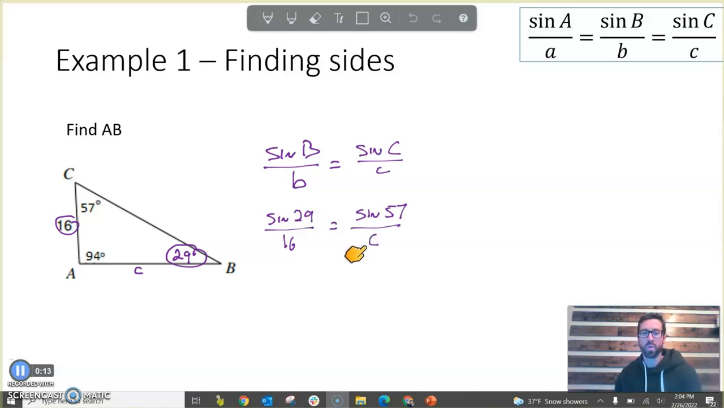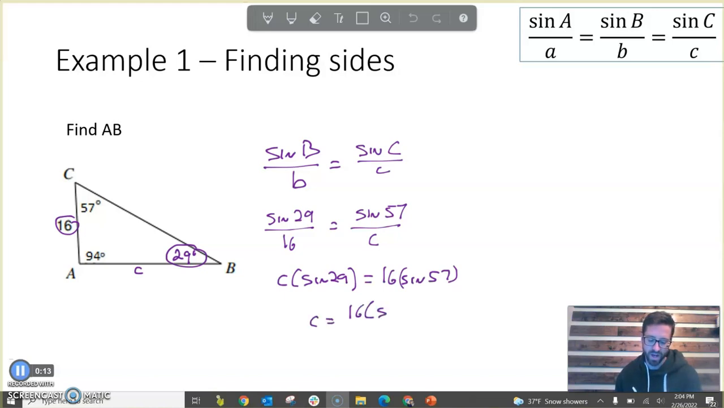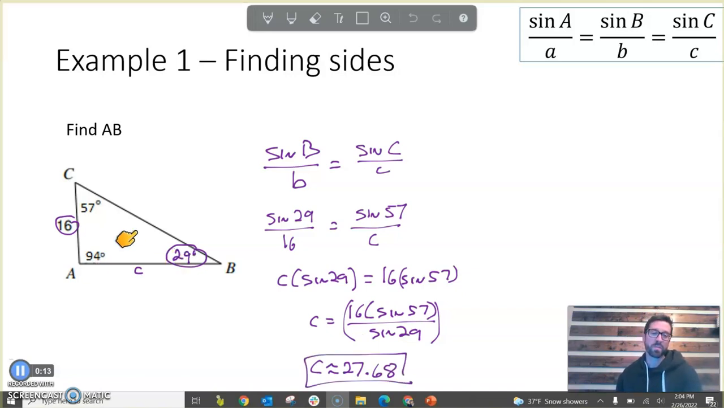Now from here, look, we've got an equation. There's only this one variable, and we can solve this however we want. I can cross multiply maybe. C times the sine of 29 equals 16 times the sine of 57. And then lastly, I'm going to divide by the sine of 29 on each side. So C equals 16 times sine of 57 over the sine of 29. And once I do my calculator button push with that, we're going to find that side C equals roughly 27.68. And if we wanted to, we could repeat those steps to find this side length, but that's your first example on how to use the law of sines to find a side length.